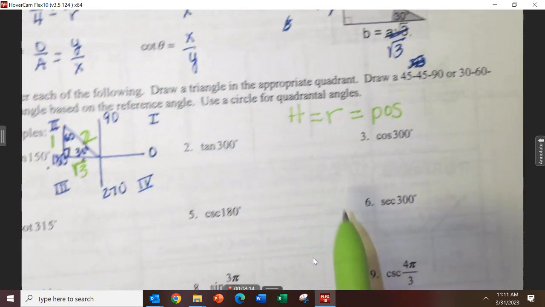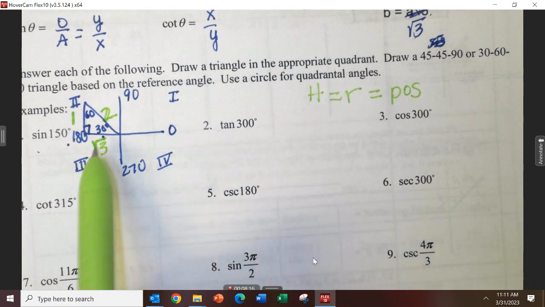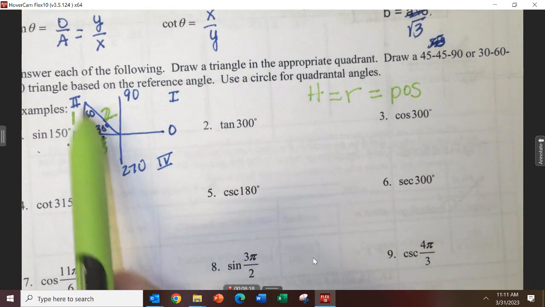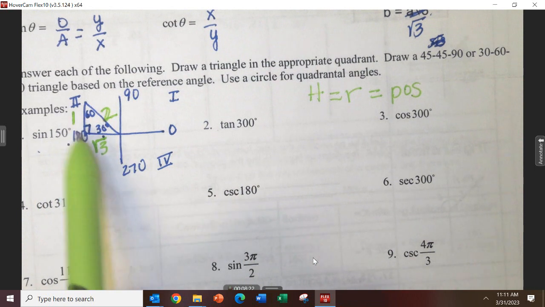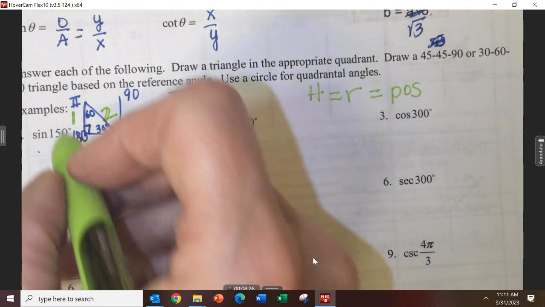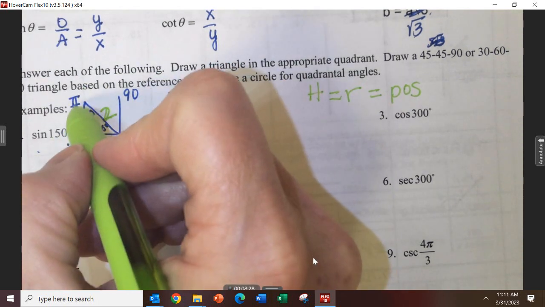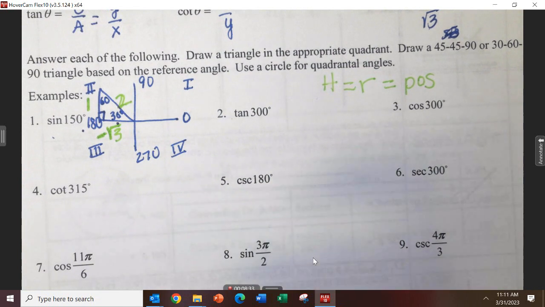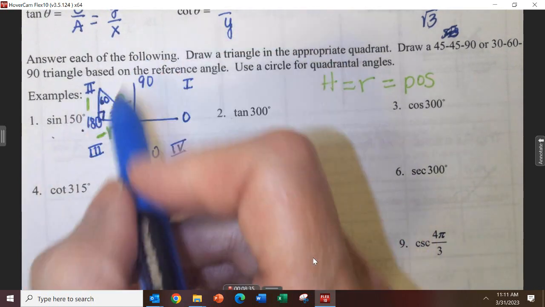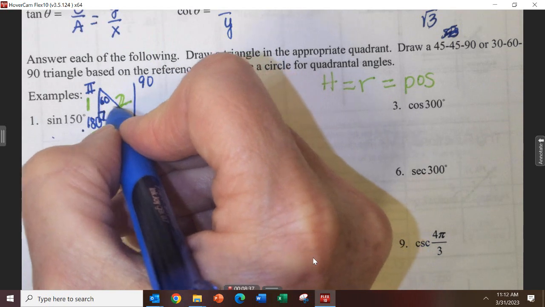If you remember earlier, I said that the hypotenuse is equal to the radius, and these are always going to be positive. The radius or the hypotenuse is always positive. But x and y can be positive or negative. Is x in the positive or the negative direction? This is negative. Is the y in the positive or negative? Positive.